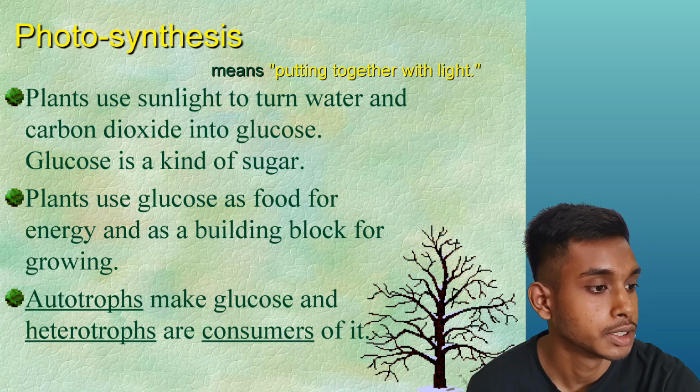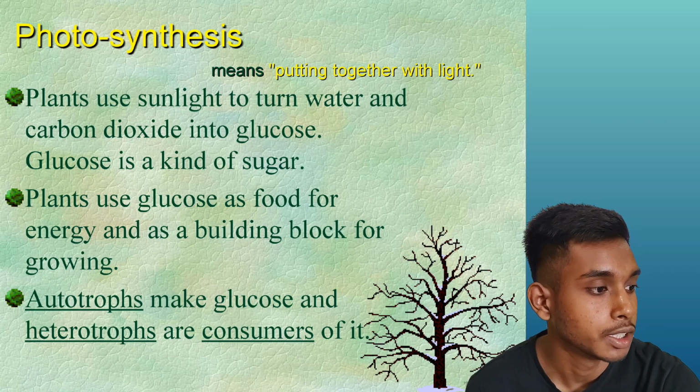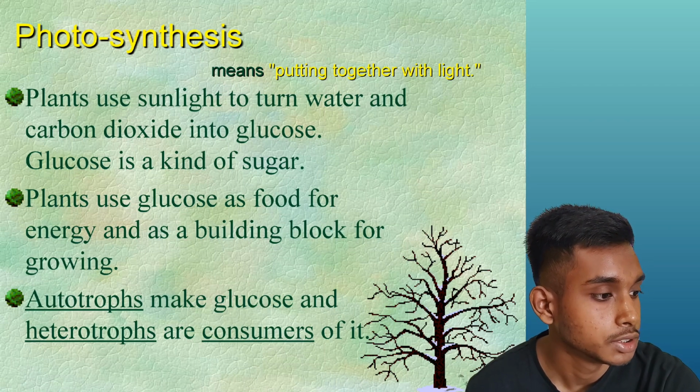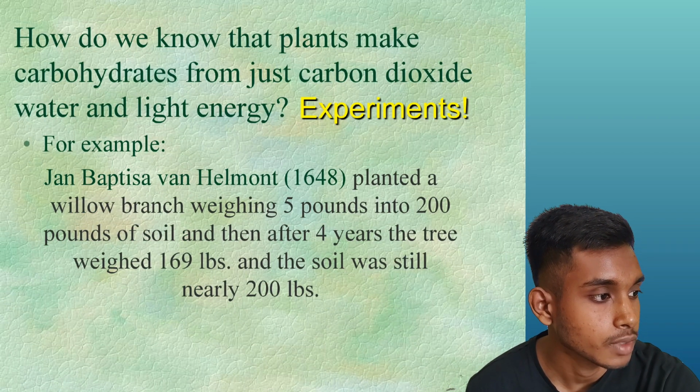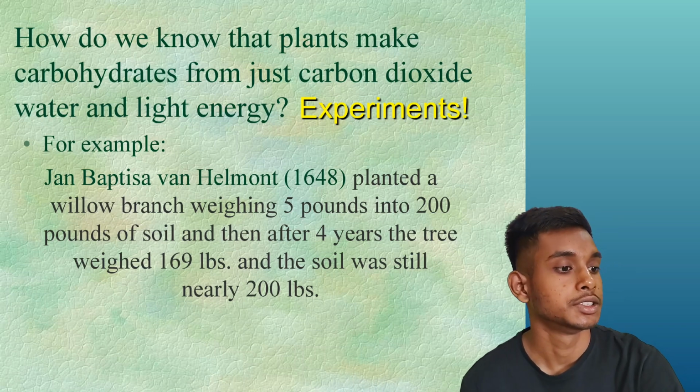Photosynthesis means putting together with light. Plants use sunlight to turn water and carbon dioxide into glucose. Glucose is a kind of sugar. Plants use glucose as a food for energy. And how do we know plants make carbohydrates from just carbon dioxide, water, and light energy?